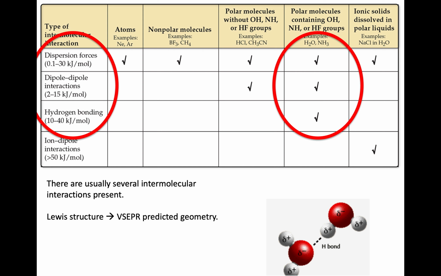The way that we identify the ones that are present, we need to begin by being able to draw the Lewis structure. From the Lewis structure, determine the VSEPR predicted geometry. Look at the VSEPR predicted geometry and consider whether we have a polar molecule or not. And also look at the connectivity to see if we have hydrogen bonded to nitrogen, oxygen, or fluorine.